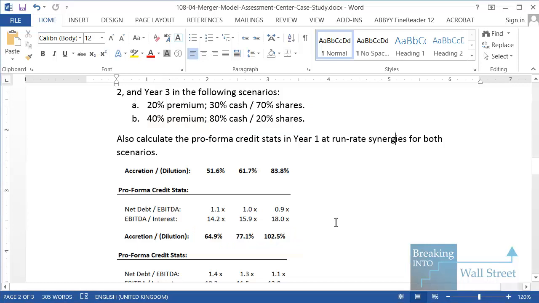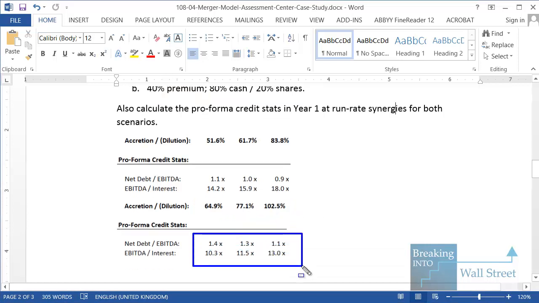However, what is interesting is that the credit stats also look worse here. So our debt to EBITDA ratio is higher. Our EBITDA to interest ratio is lower than it is in this case. So this is just sort of illustrating the trade-offs of doing a deal like this.